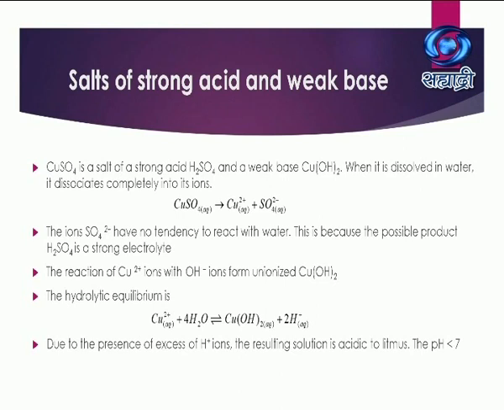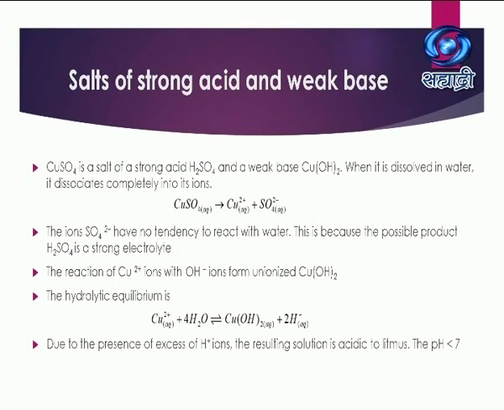So copper sulfate is a salt of strong acid H2SO4, that is sulfuric acid, and weak base copper hydroxide Cu(OH)2. Whenever dissolved in water, it dissociates completely into the ions. So CuSO4 aqueous gives Cu2+ aqueous plus SO4 2- aqueous. Now let's consider the reaction of both these ions with the ions of water.